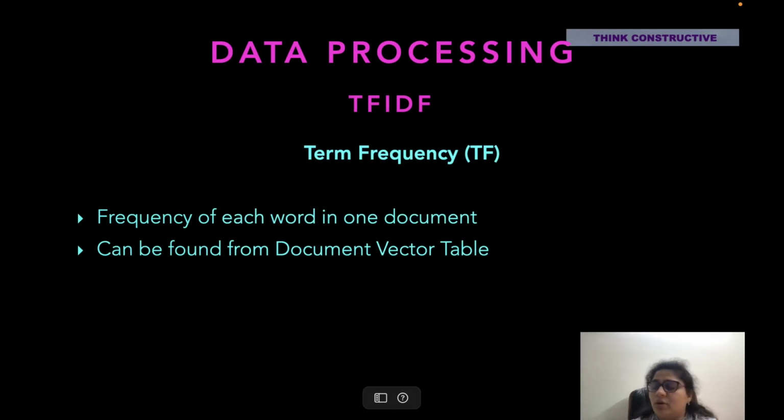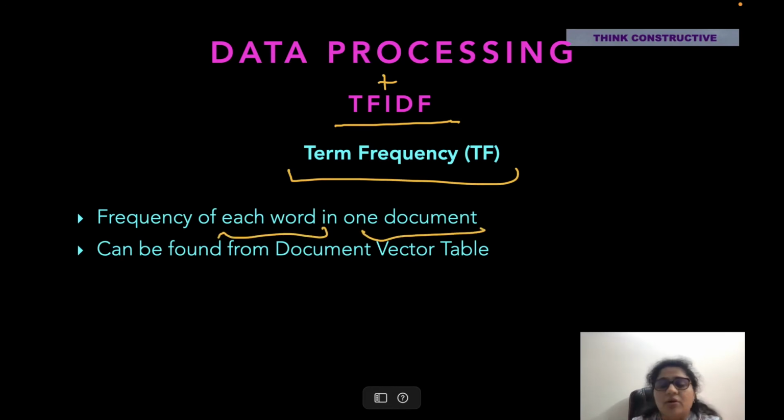And then what do we understand from TF-IDF? It is clear, it is a combination of TF plus IDF. First we'll see what TF, or term frequency, is: the frequency of each word in one document. We have understood this till now, isn't it?